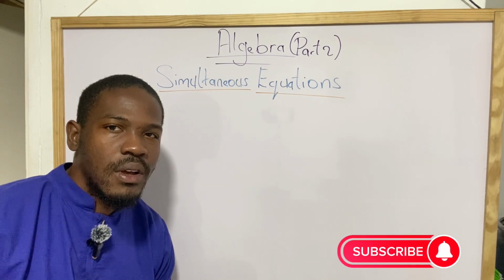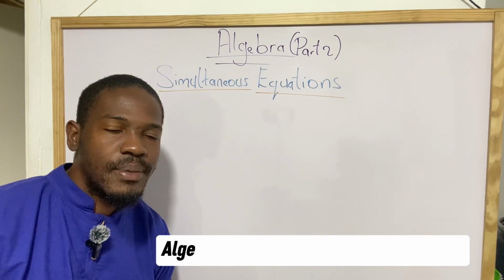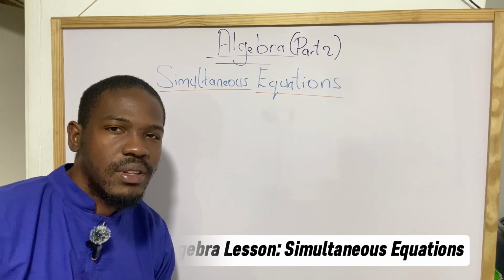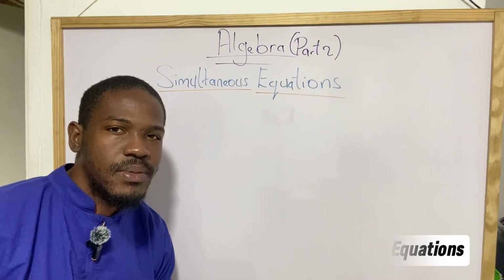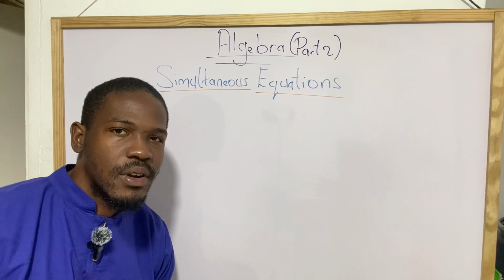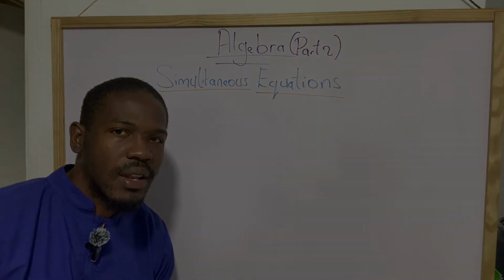Okay, so in today's lesson, I'll be talking about algebra. And in the branch of algebra, I'll be discussing simultaneous equations. Now, what are simultaneous equations? Simultaneous equations is when you're pairing more than one equation together to solve more than one variable. So let us take a look at that.